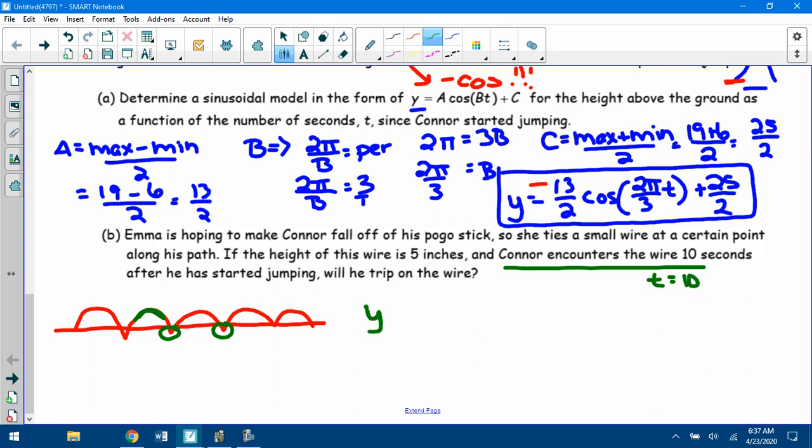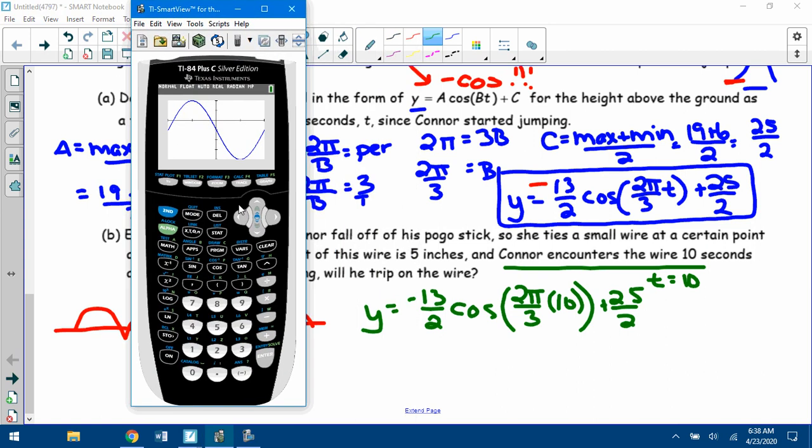So if I do y equals negative 13 halves times cosine of 2 pi over 3 times 10 plus 25 halves, I can plug that into my calculator. And again, check your mode anytime you do this. I know I'm in radians, so I'm good. So I'm going to do negative 13 halves times the cosine of 2 pi over 3 times 10, and both of those parentheses, including the cosine one, plus 25 halves. And I get 15.75.